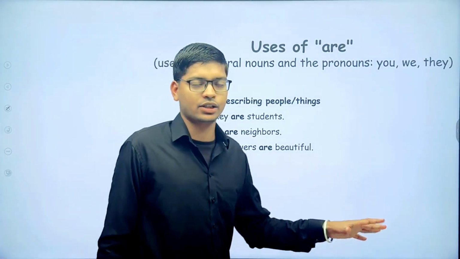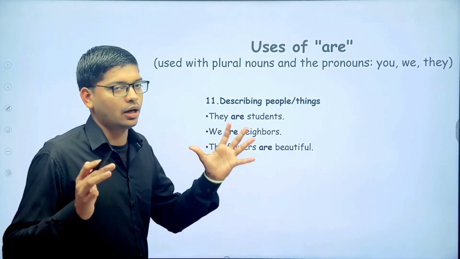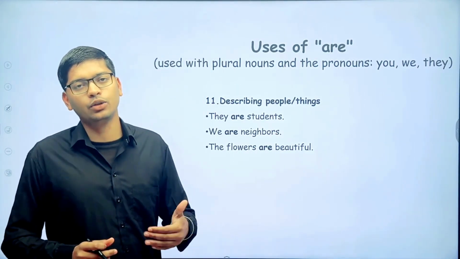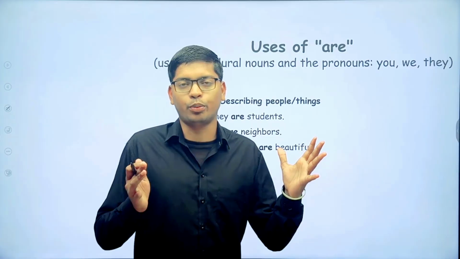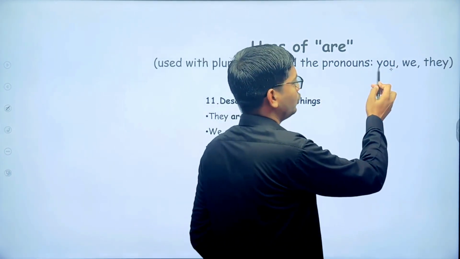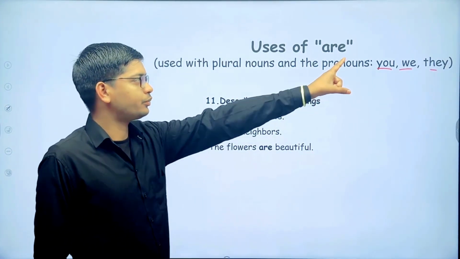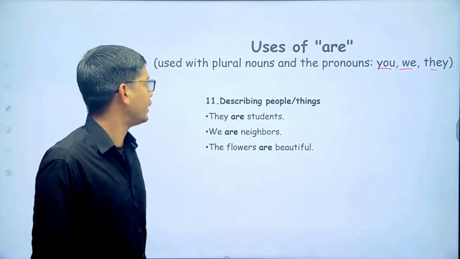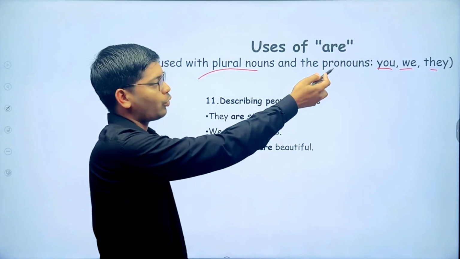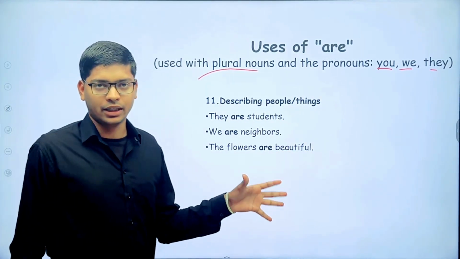Let's see the next uses of are. Here you know are is a helping verb of present continuous tense and is used for plural subjects or plural pronouns. Plural pronouns means like you, we, they. You, we, they are plural pronouns. So it is used with plural nouns or plural pronouns like you, we, they. Let's understand with examples.